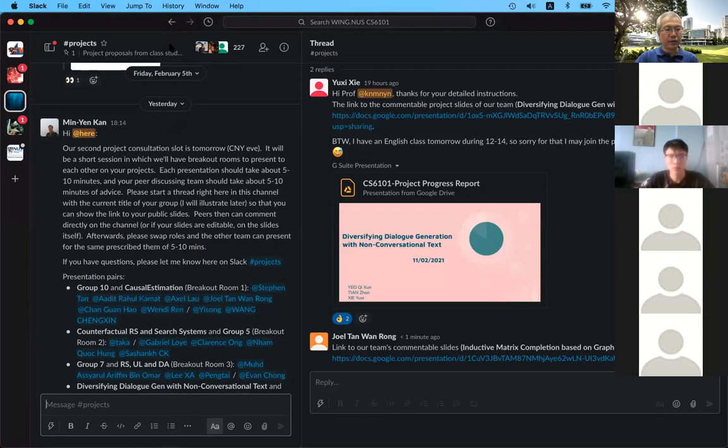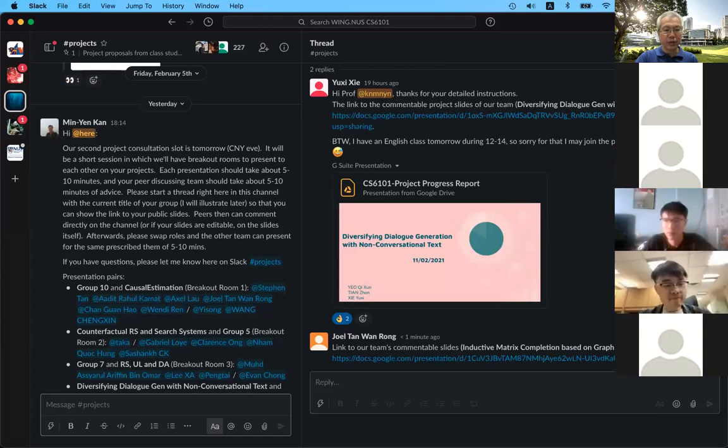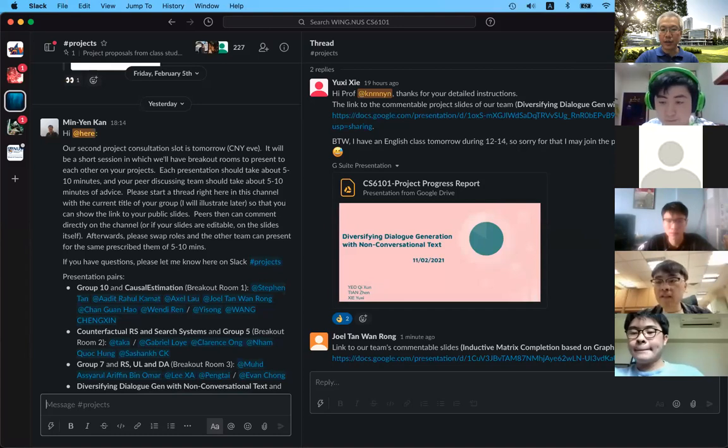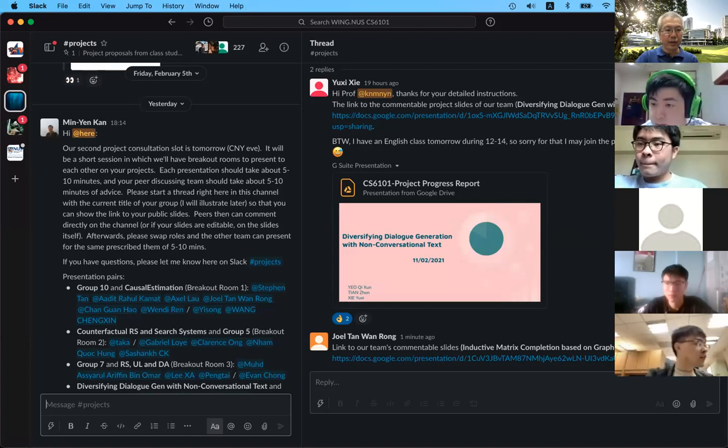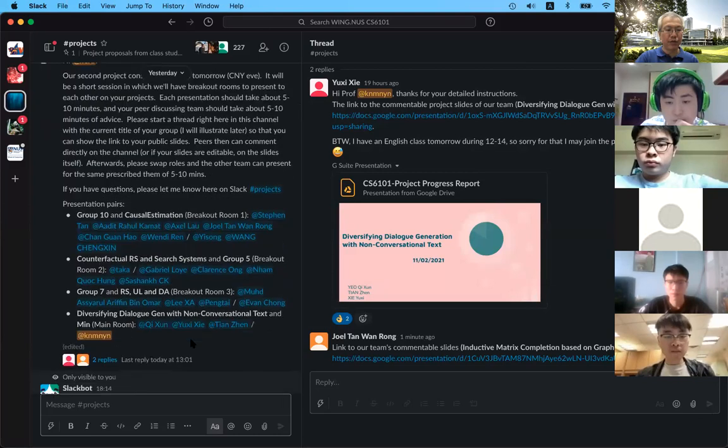people yet. So let's see, I think Joel and Guanhao are from group 10. Yi Song is from the other group, pairing with you. So that's good, we have at least one pair. Taka has just come in. So he is the counterfactual record and search system. Then we have Shashank. And I don't see Clarence, but I guess he's coming in as well for the second group. So we have people representing the second pair of groups here.